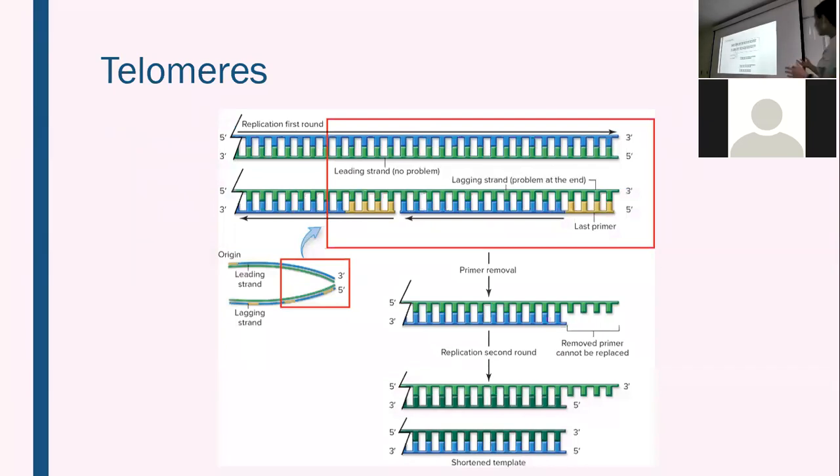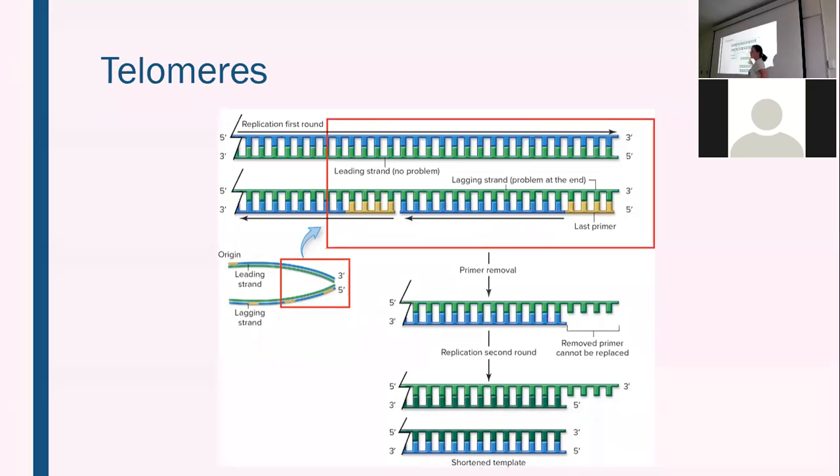So you end up with this problem, right? Here's my lagging strand: primer, Okazaki fragment, primer, Okazaki fragment. We're doing great. We replace everything, but now I can't fix this last primer. It gets pulled off with RNA. It's no good to us. But now one of my copies is too short.